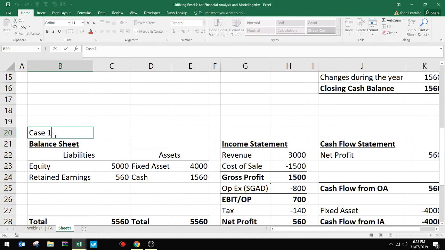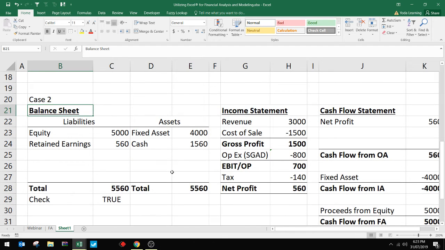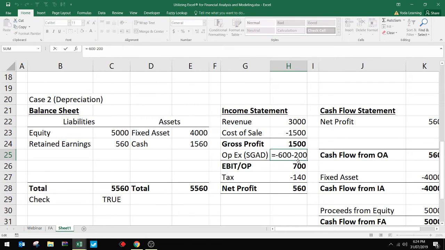This is going to be our second case, where we will further analyze and understand what we are doing in the financial statement analysis. And the topic for case 2 is going to be depreciation. Now, since we had discussed at the very beginning that our operating expenses has 600 as SG&A and the remaining 200 as depreciation. But depreciation, as we all know, is nothing but an accounting treatment. There is no cash outflow. So we need to reflect that accurately in the cash flow statement.